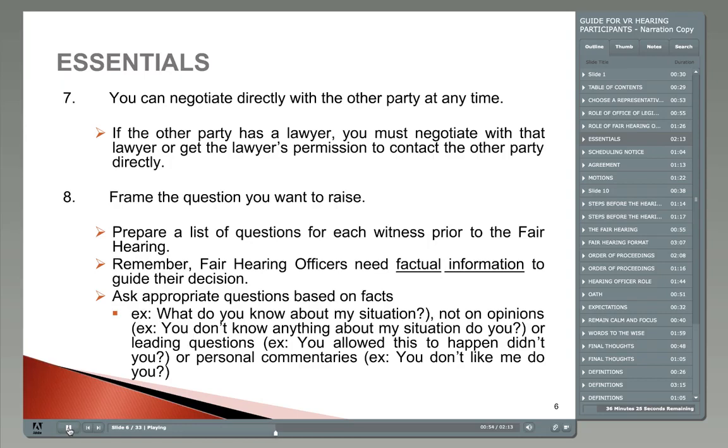You want to prepare a list of questions for each witness that factually build your case. And remember that decisions are made on facts and not emotion. The only way for a fact to get in to be considered in a fair hearing officer's decision is if it's entered in the form of testimony. And you elicit that testimony with what's called direct examination, or asking questions of a witness.